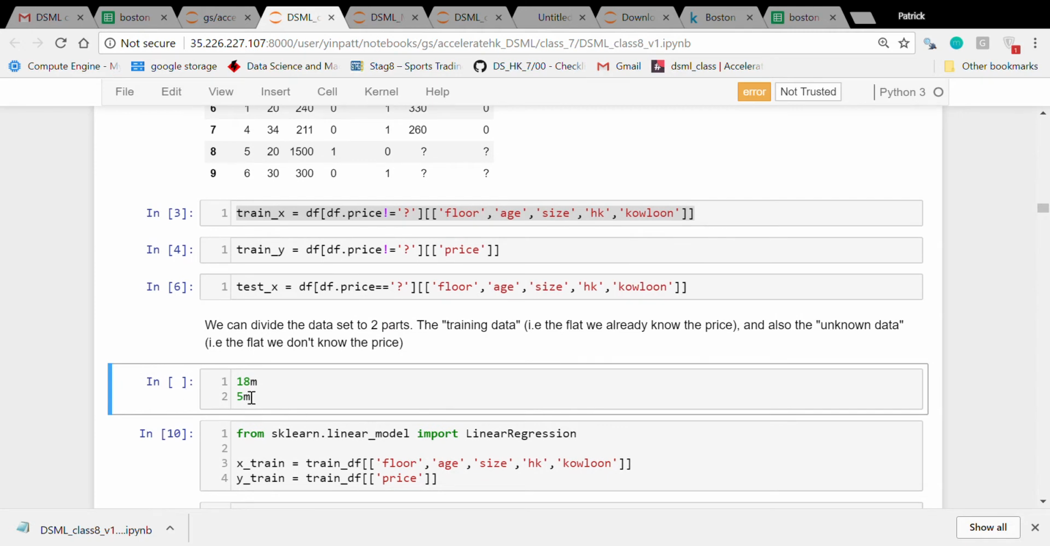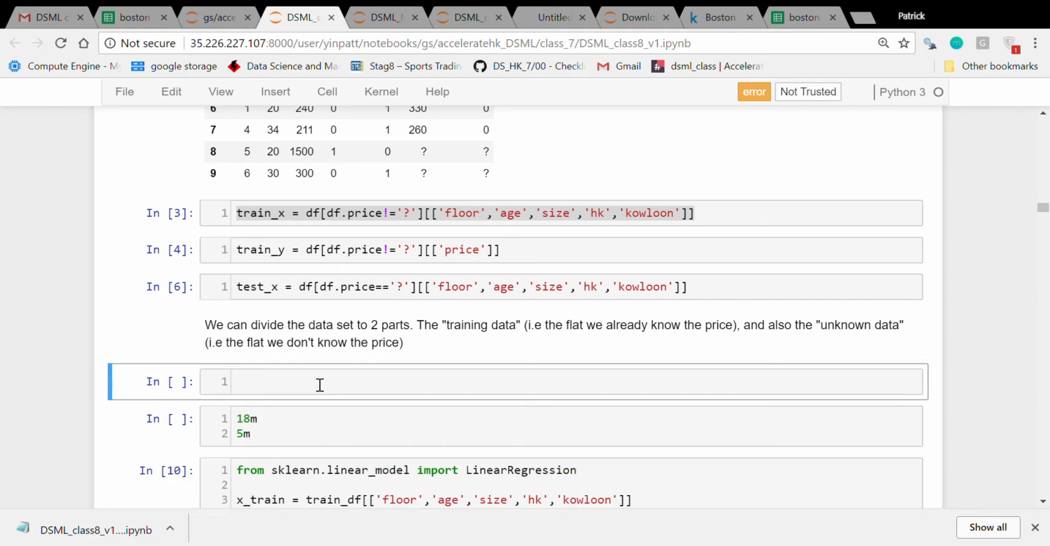Alright, so the next thing we have to do is to import the linear regression library. This library allows us to train the regression model by one click. And to call the library, you do from sklearn.linear_model import LinearRegression.